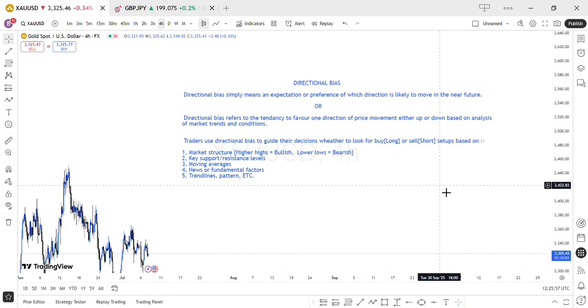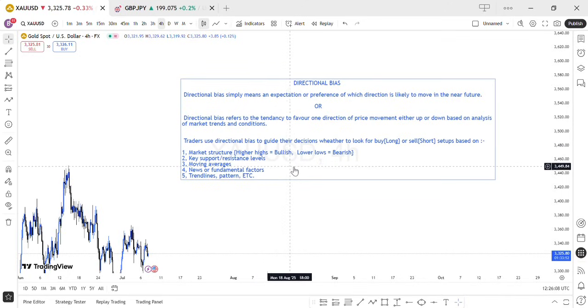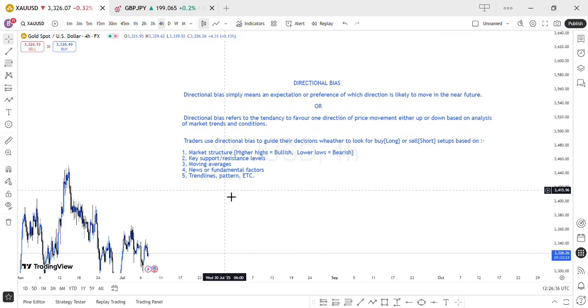What people look out for to check directional bias is, one, market structure. Market structure simply means higher highs and higher lows, which is still bullish, and lower lows, which is still bearish. People also use key support and resistance levels, moving averages, and news or fundamental factors. News is all those CPI things and so on. People also use trend lines, patterns, and many more.